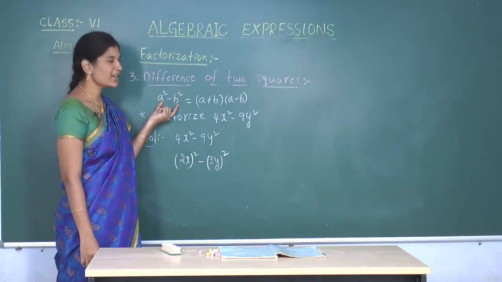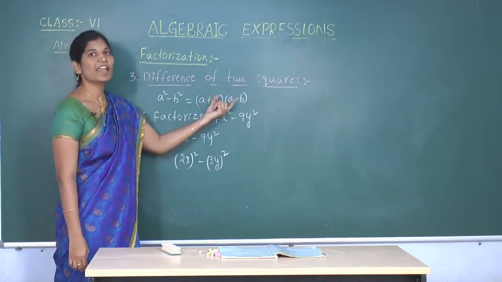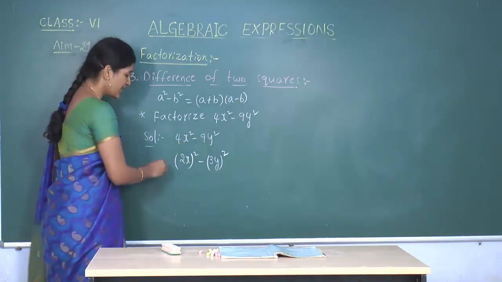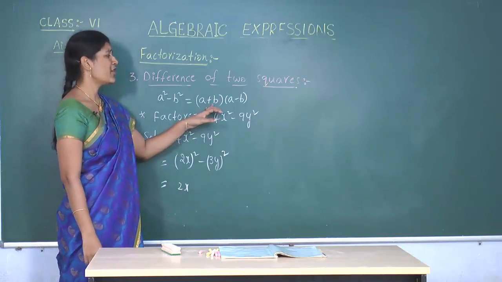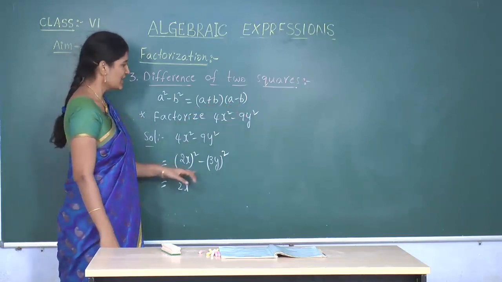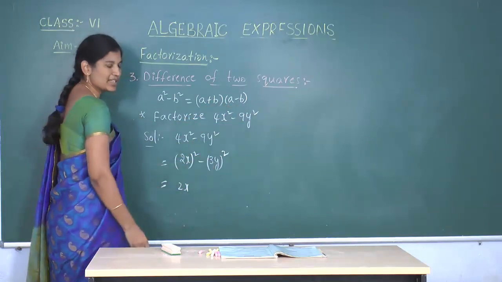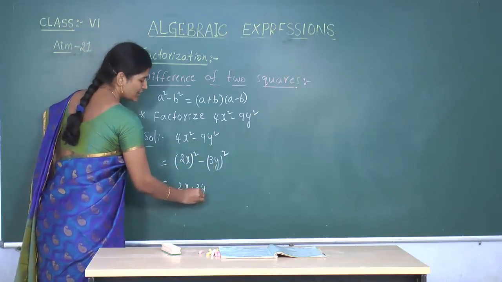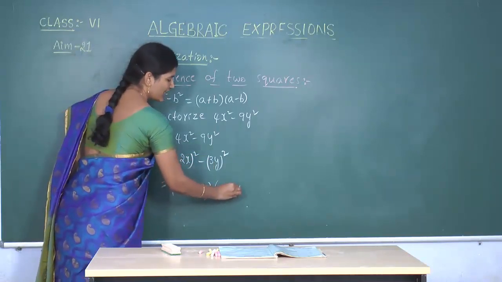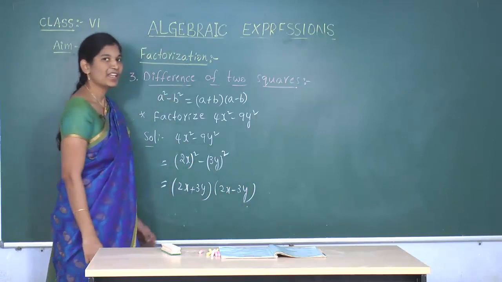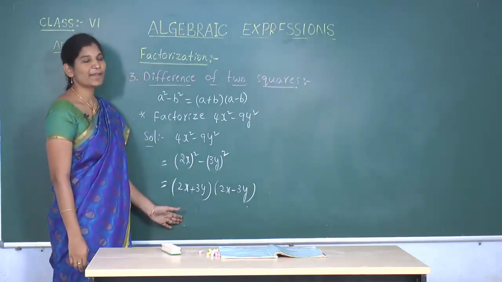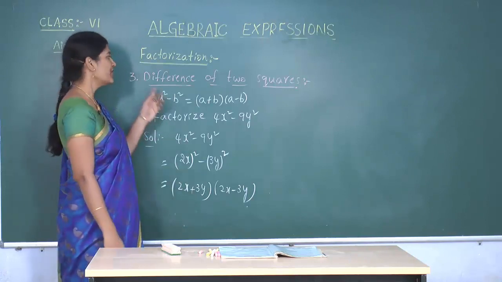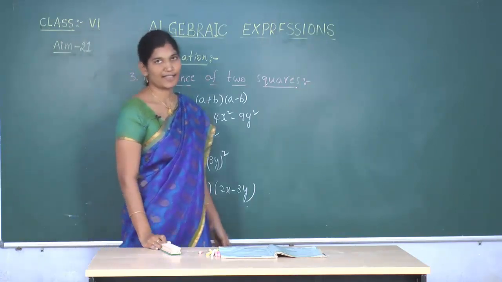A square minus b square formula is a plus b into a minus b. So let me write this one in the form of a plus b into a minus b. Here a means 2x, b means 3y. So I can write 2x plus 3y into 2x minus 3y. In this way, we can factorize the algebraic expressions which are in the form of difference of two squares.